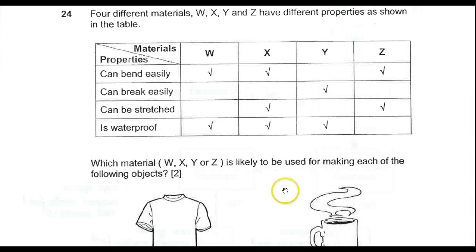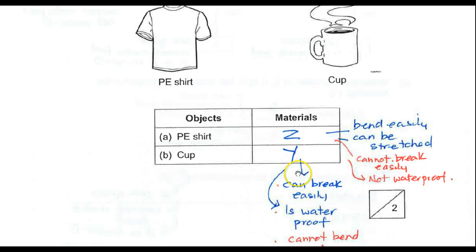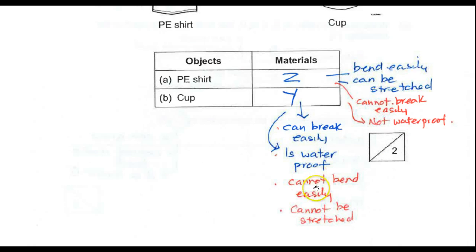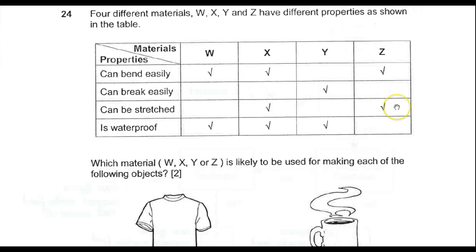Next, over here, it's quite straightforward. PE shirt is Z. Z can be bent easily, can be stretched, cannot break easily, not waterproof. You can't be wearing this as waterproof because you need to absorb the sweat, or you need to be cooling. You cannot be wearing plastic clothes or a plastic t-shirt. Y is cup. Why? Because it can break easily, it is waterproof, cannot bend easily, cannot be stretched. Y, a cup, satisfies these criteria. Now you can find all this up here. Take your time to match them.